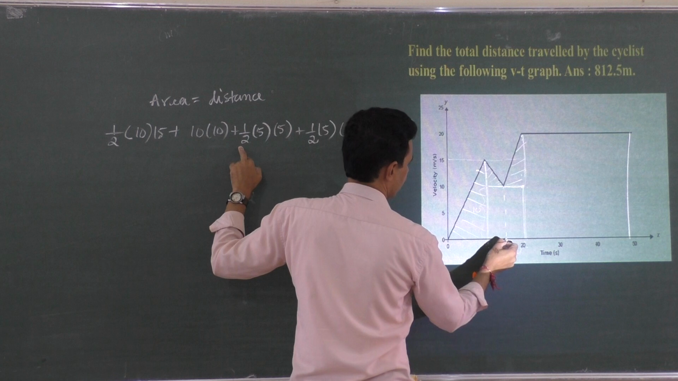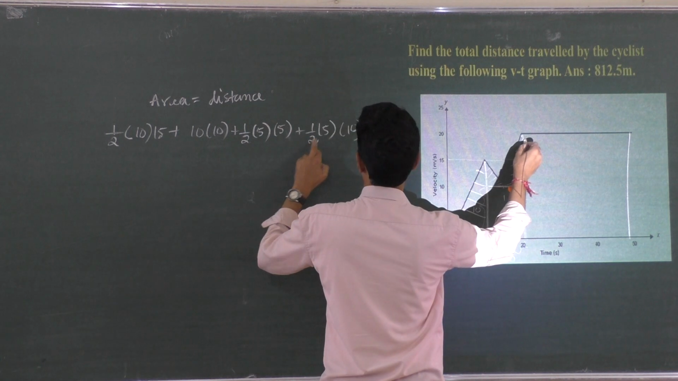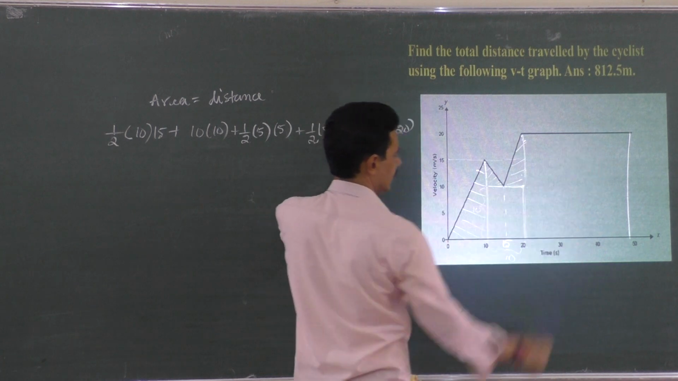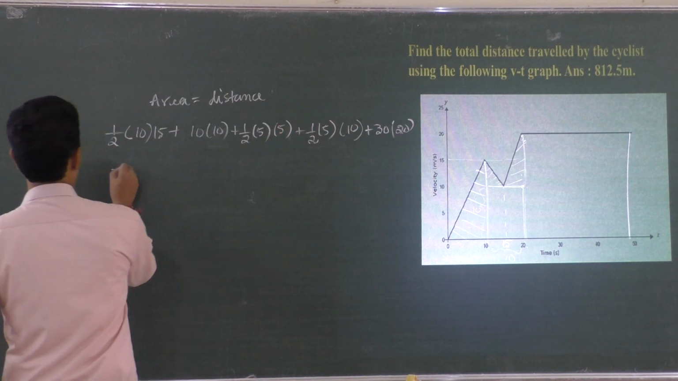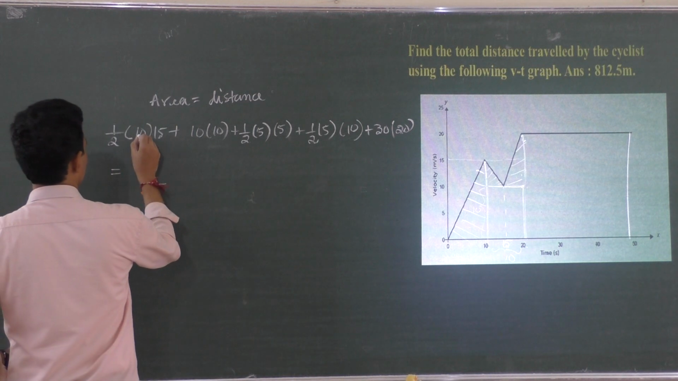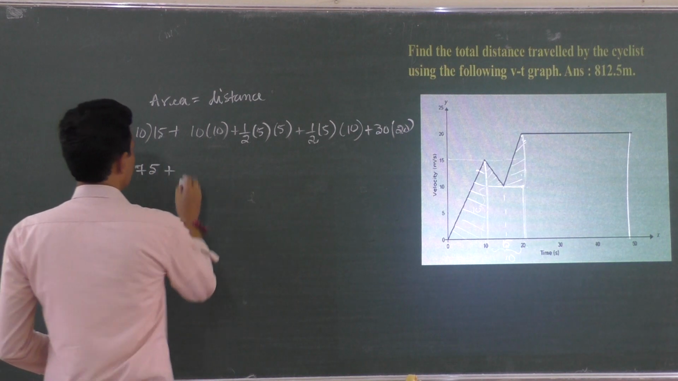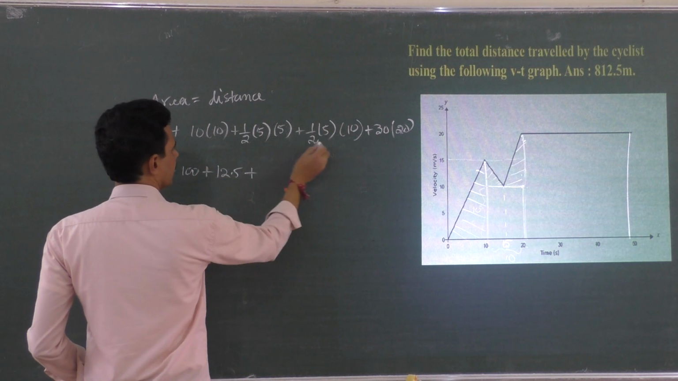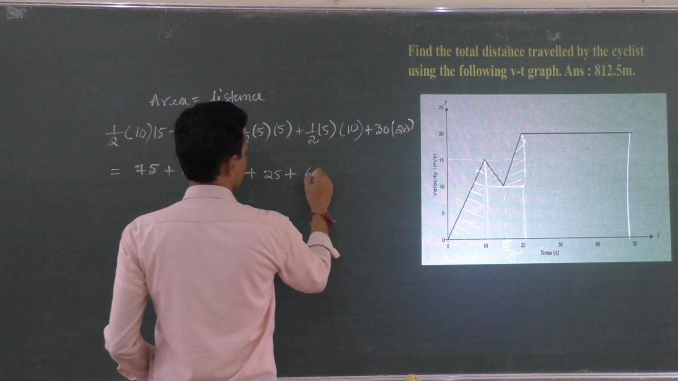Half base 5, height 5. Half base 5, height 10, because that is 10 to 20. 30 into 20, yes. 20 to 50 and 0 to 20, yes. Now this answer should be 812.5. Okay, 5 5s are 25, and 75 plus 100 plus 25, 12.5, plus 2 5s are 25, plus 600.